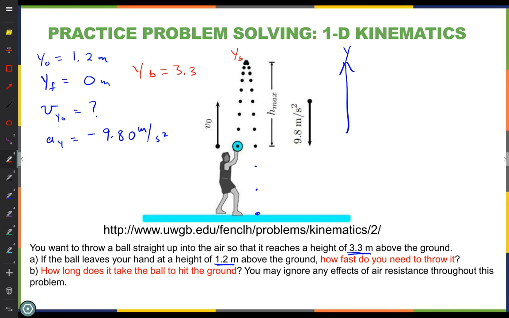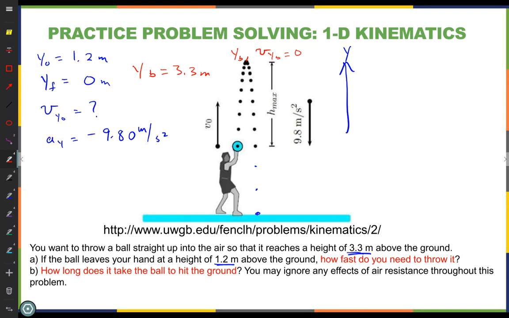And that's 3.3 meters above the floor. Make sure you have the same reference point for all your heights. What else do I know is going on at the top? Velocity is 0. Now I say velocity, I should be very clear, the vertical component of the velocity. If it's a two-dimensional problem, the horizontal velocity is not going to be 0, it's just the vertical. So VYB is 0.